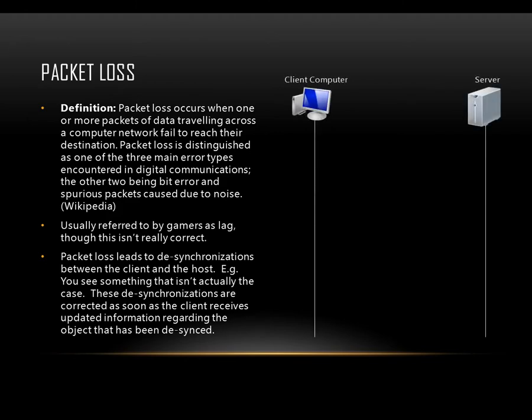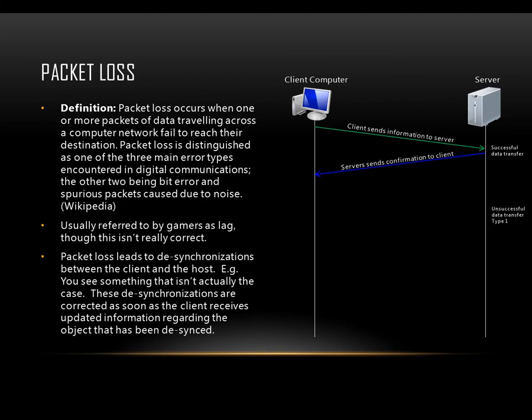So this is a quick little diagram with a client computer and a server through time. So the time axis is downward. So first I'm going to show you a successful data transfer. Client sends some information to the server, and the server sends confirmation or information to the client, and there's no problems. The information gets where it's going, and everyone's happy.